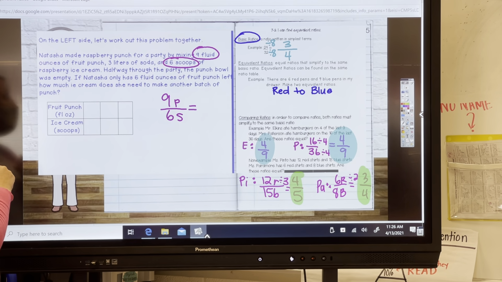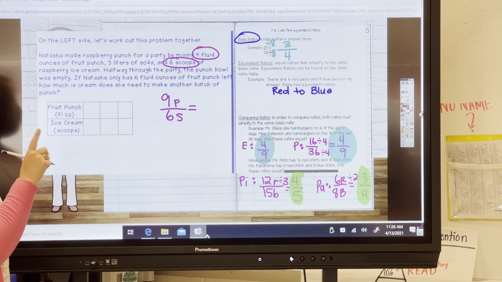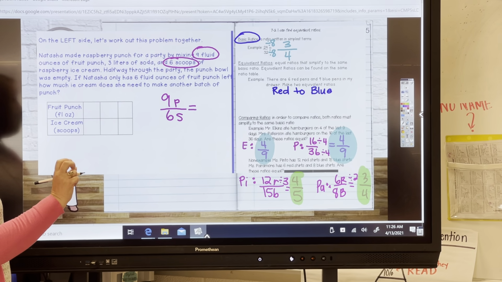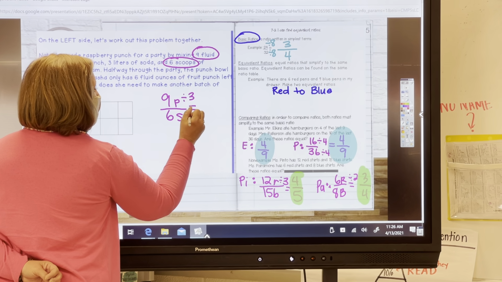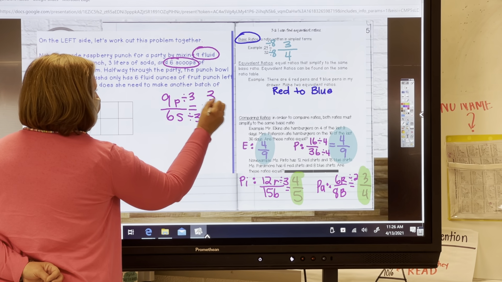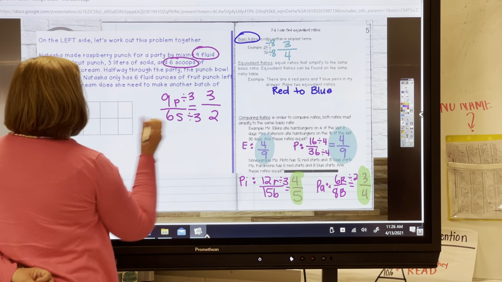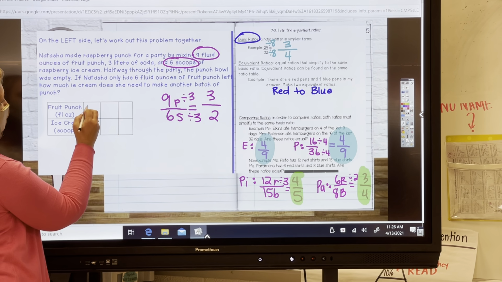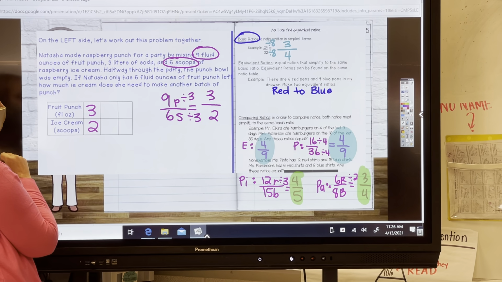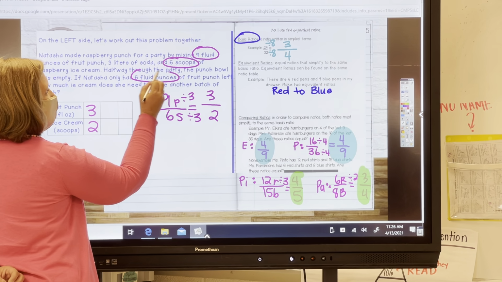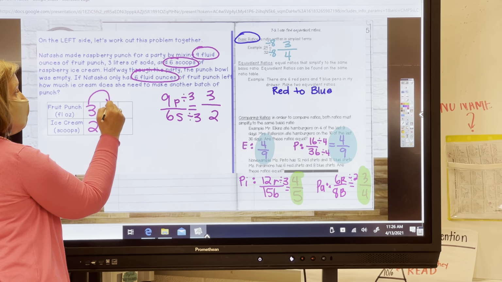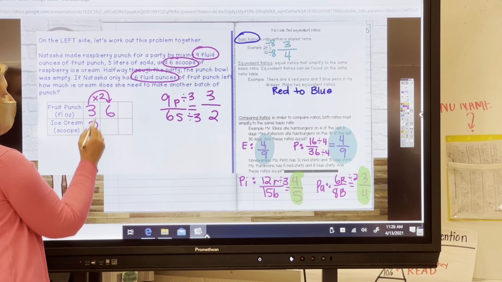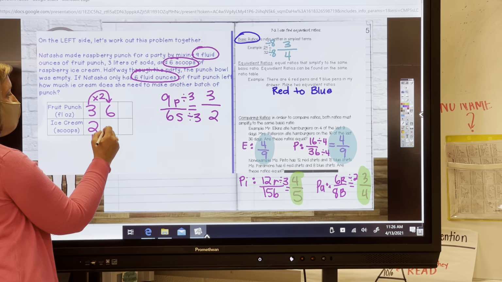Okay? What's the first thing we have to do when we're figuring out? If we're finding a basic ratio, we've got to reduce it as far as we can. So what can I divide 9 and 6 by? 3. 9 divided by 3 is 3. 6 divided by 3 is 2. So we've got fruit punch is 3, ice cream is 2. And how much does she have? She's got 6 of the punch, okay? So how do I get from 3 to 6? Times 2. So 2 times 2 is 4.